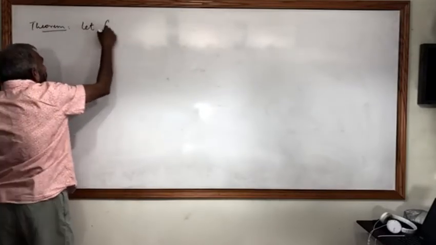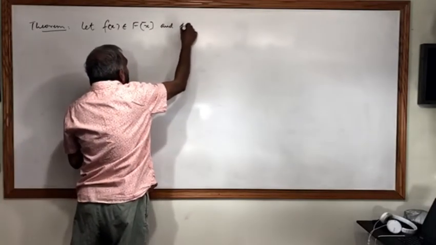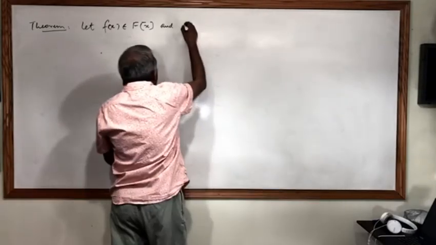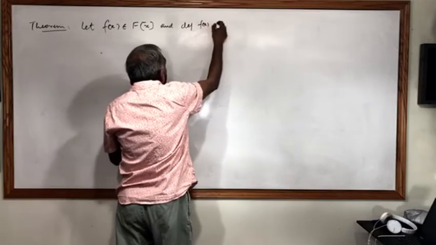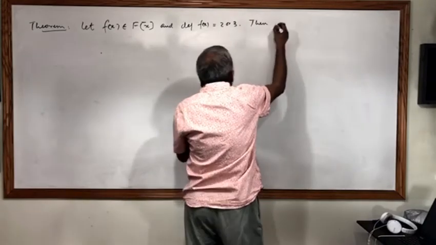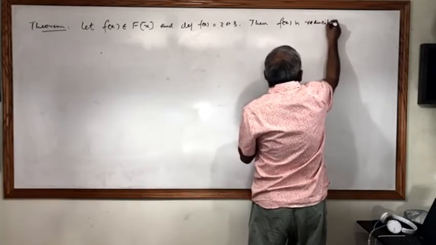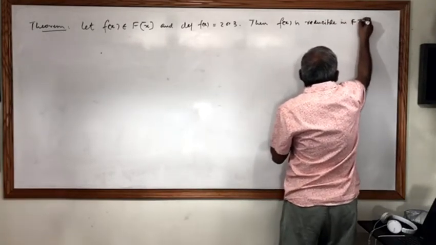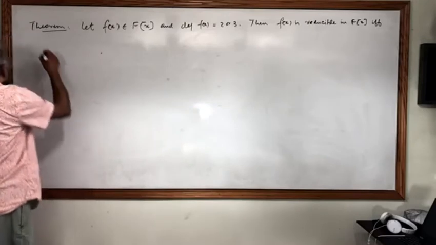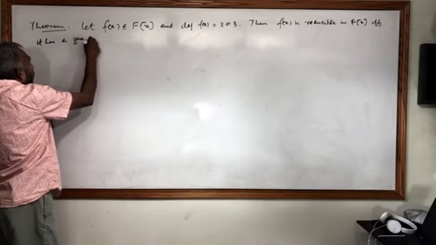Let f(x) belong to F[x], and the degree of f(x) is equal to 2 or 3. Then f(x) is reducible in F[x] if and only if it has a 0 in F.